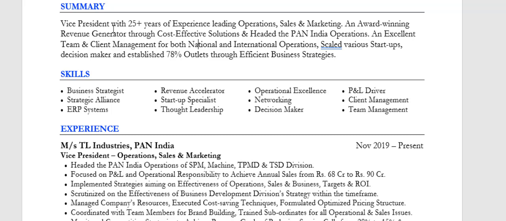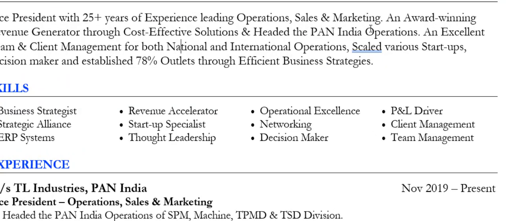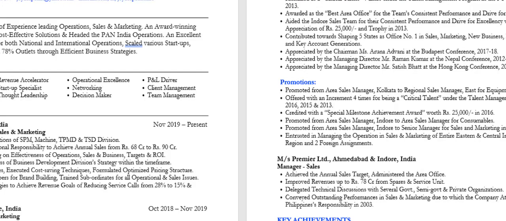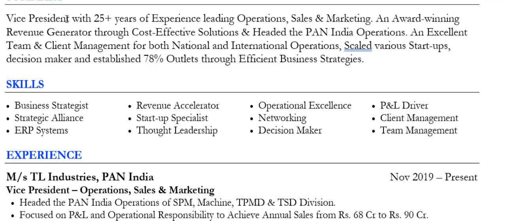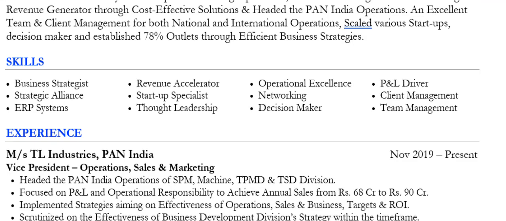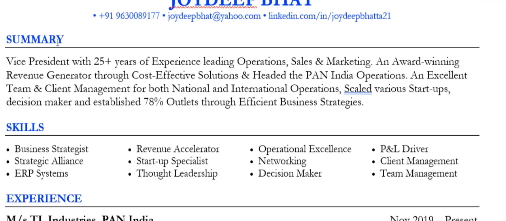You could see here we wrote that a vice president with 25 years of experience leading operations, sales and marketing, an award-winning revenue generator through cost-effective solutions, who headed the pan-India operation. So we have put all the details here. We have mentioned what he is doing, vice president, in the first word of the career summary, so very well you can skip the title on top. It's a choice for you. You can put it in both places or in one place, right?